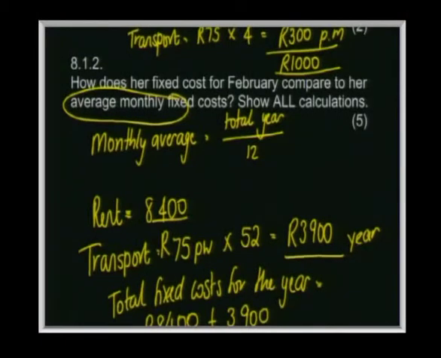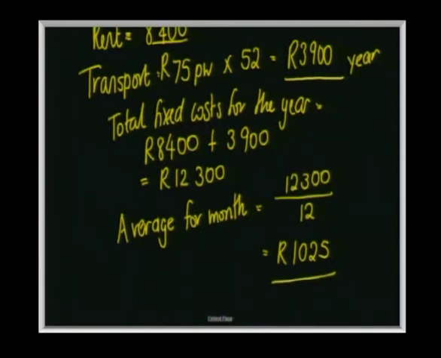Have I answered the question? Let's go back and look at what the question was. How does her fixed cost in February compare to the average monthly fixed costs? Show all calculations. So we've shown all our calculations, but we haven't compared. That was the key word that we haven't done yet. So we need to compare.